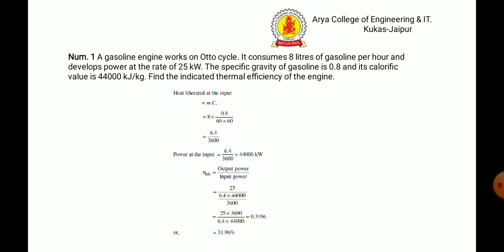Now we can use the expression of indicated thermal efficiency, which is equal to IP upon heat supplied. So IP, indicated power, is 25 kilowatt and heat supplied is in the form of expression we can put here, and by the calculation we can get 31.96% indicated thermal efficiency.